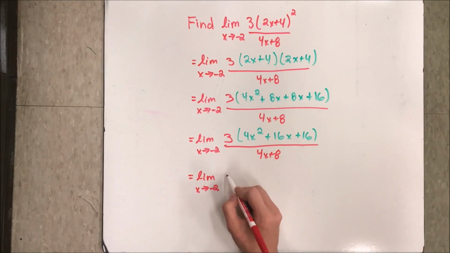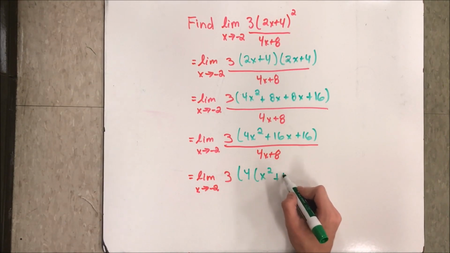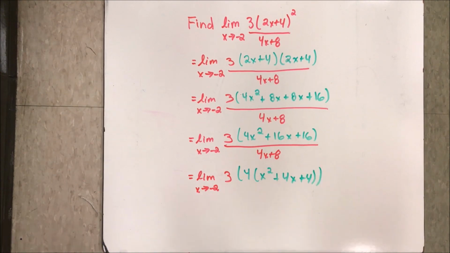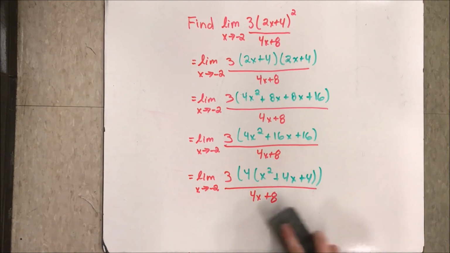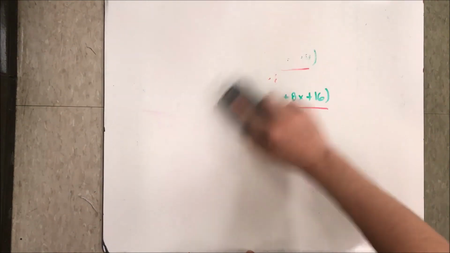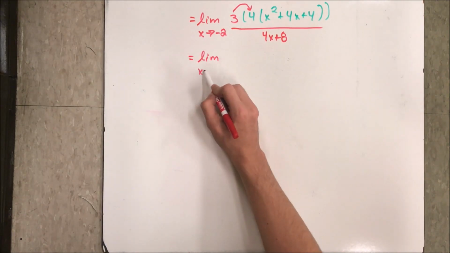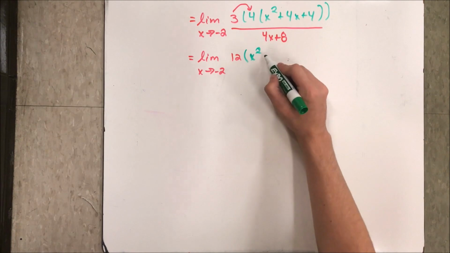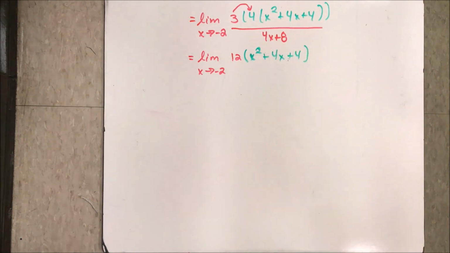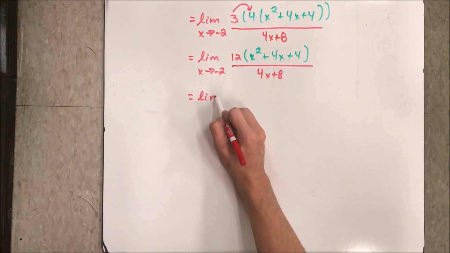Factor a 4 from the polynomial, which leaves us with 3 times 4 times the quantity of x squared plus 4x plus 4 all over 4x plus 8. After rewriting the problem, multiply the coefficient 3 using the distributive property. This leaves us with 12 times (x squared plus 4x plus 4) all over 4x plus 8.